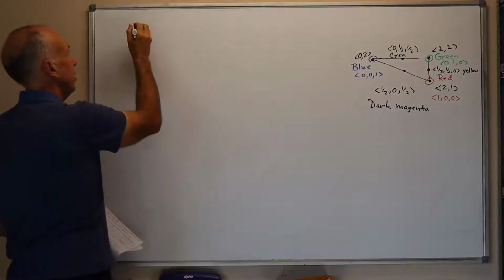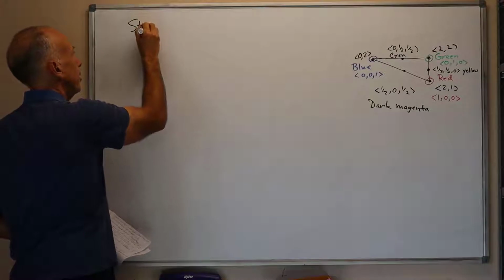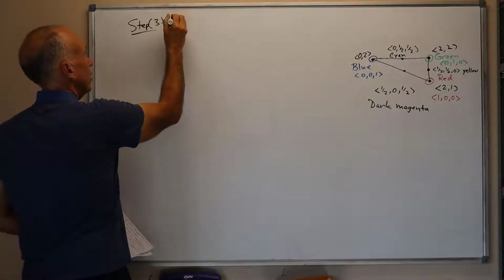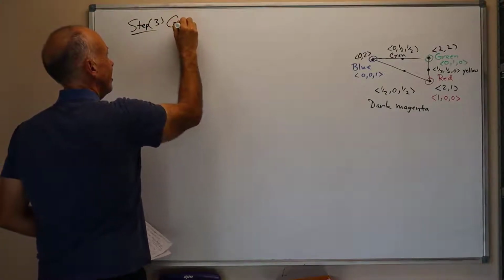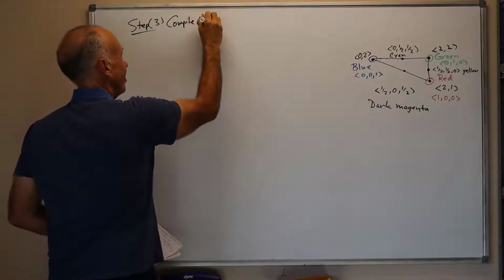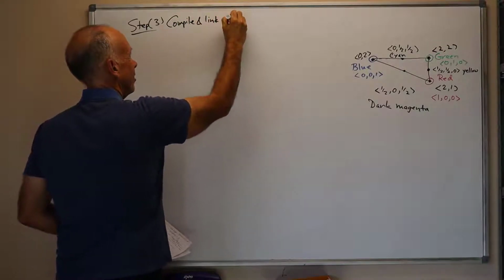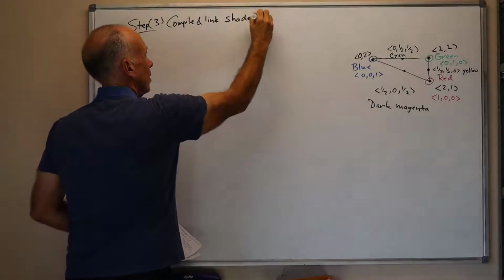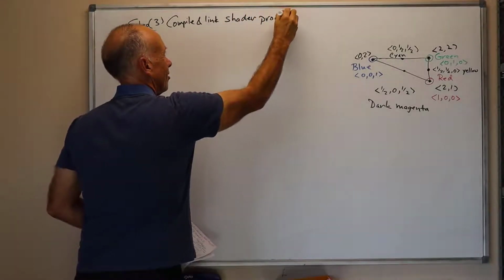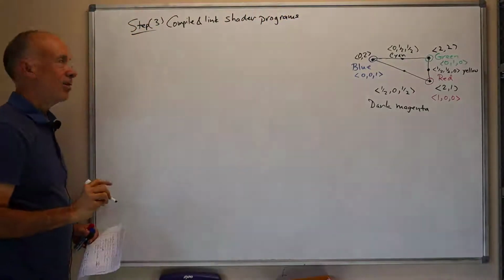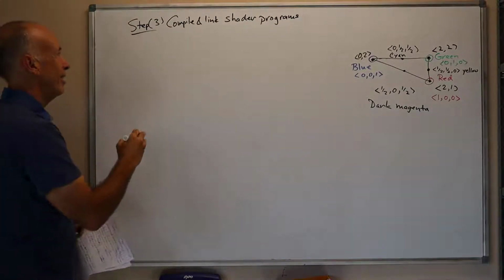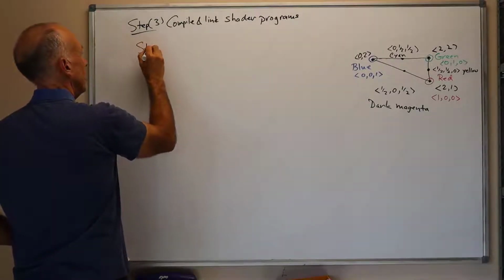So step 3 is going to be compile and link shader programs. This is going to be a big step to describe, so I'm going to hold off on this for just a moment and describe step 4, and then I'll come back to step 3.